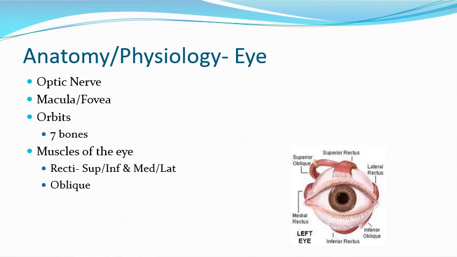The four recti muscles are responsible for adducting, abducting, elevating, and depressing the eye globe, whereas the two oblique muscles contribute to circular motions, okay? So you know that our eyes don't just move in straight planes, we can move them in multiple motions, and in the case where that's happening, you're going to have multiple muscles.